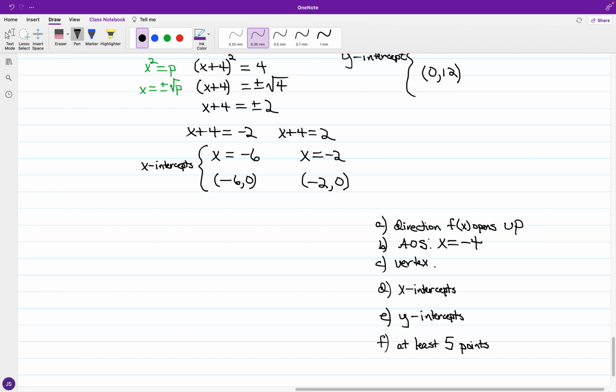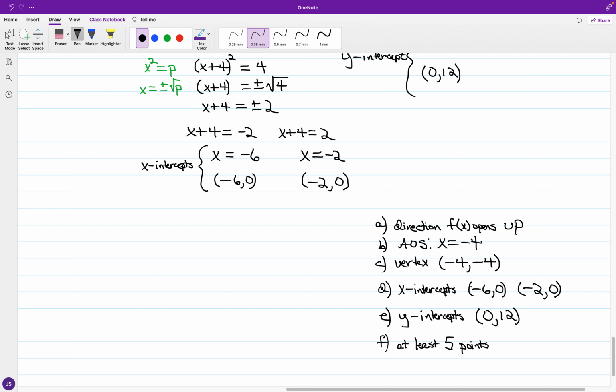And for the vertex, again, you had the same h and k values, or x and y values. So you have -4, -4. Now for the x-intercepts, you can say x equals -6, x equals -2. But putting in terms of points, you have -6, 0 and -2, 0. And for the y-intercept, there's only one. So you have 0, 12.